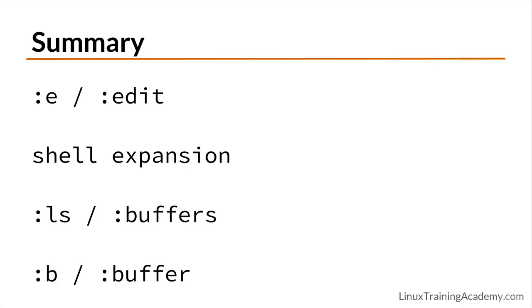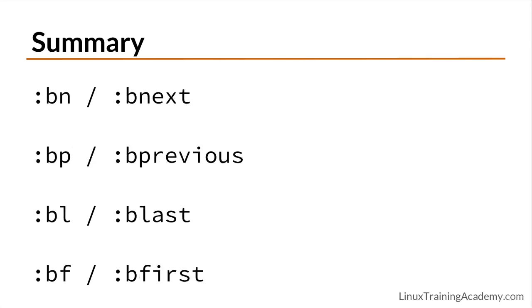First, you learned how to open up multiple files or multiple buffers with the :e or edit command. You also used shell expansion to open multiple files as well. You learned how to list your buffers with the :ls or :buffers command. Additionally, you learned how to switch to a different buffer with the buffer command. You can either supply it a number or a name. You also learned how to move to the next buffer with :bn and the previous buffer with :bp. Next, we talked briefly about how to move to the last buffer with :bl and the first buffer with :bf.